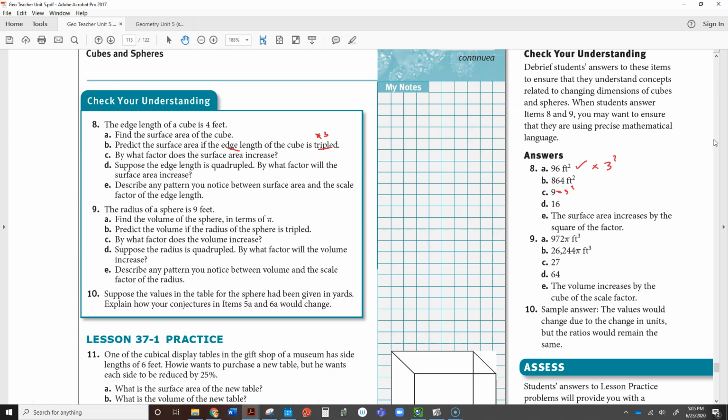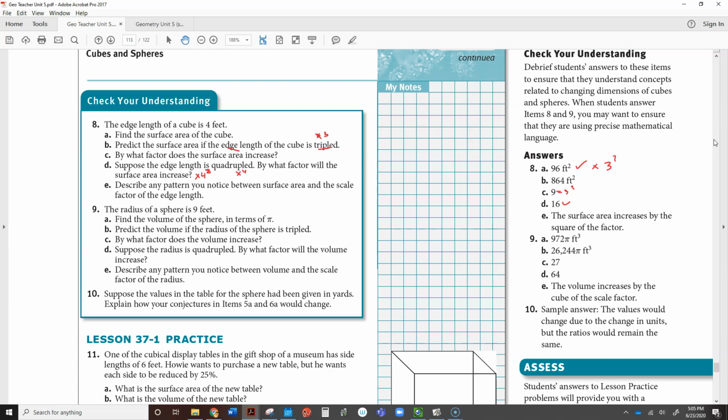Why? Edge length is in feet, surface area is in feet squared. So you take the scale factor and you square it. Suppose the edge length is quadrupled. Quadrupled means times 4. By what factor will the surface area increase? 16. Why? Because 4 squared is equal to 16. So that's where they got the 16 from.